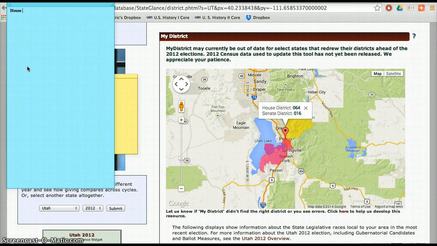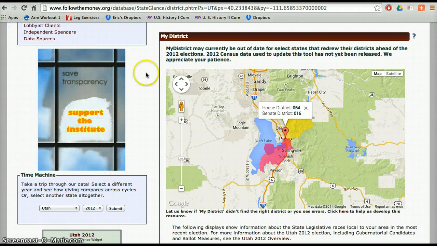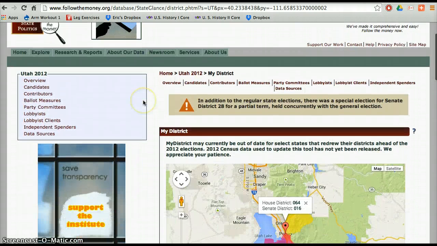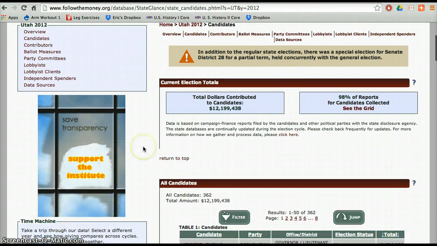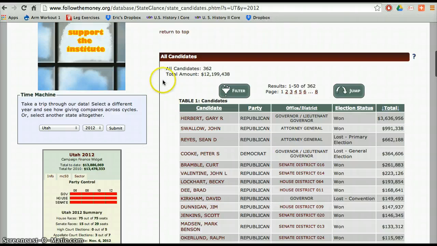So House District 64. Oh, well, I better put 064. And Senate District 16. All right, we'll refer to that later. Okay, so now what I'm going to do is scroll back up and I'm going to hit candidates. All right, and so now it's going to show a list.